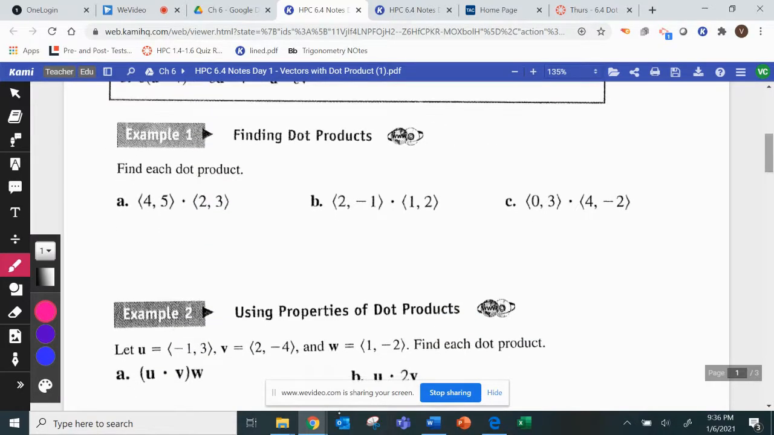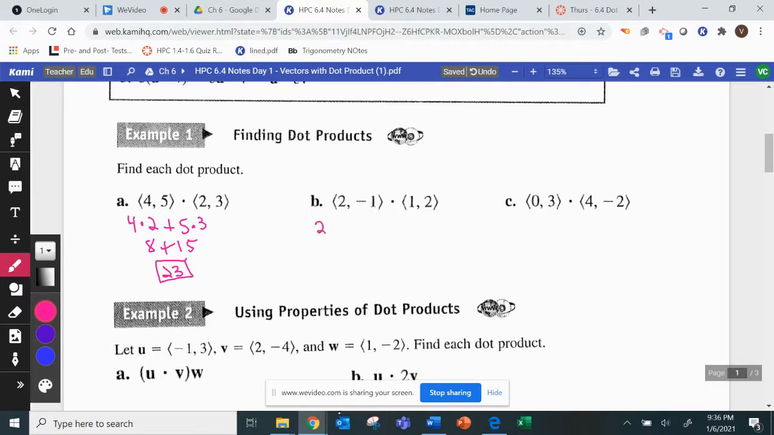So here's a few examples of finding dot products. The first 3 are just find the dot product. So 4 times 2 plus 5 times 3, 8 plus 15, 23. Dot product 23. Okay, the next ones, if you want to try any of these on your own, you can pause the video and then check your answers. I'm going to just keep doing them.